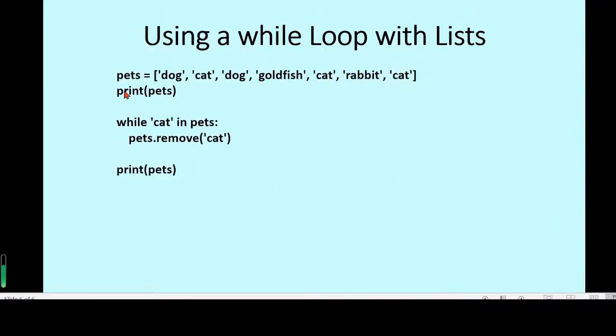So this is a list with pets. The cat occurs 3 times here. Then we can write a while loop. So while cat in pets, then we will remove cat. So while cat in pets means while cat exists in this list, we'll remove this cat. So until there are no cats in these pets, the while loop will be finished.